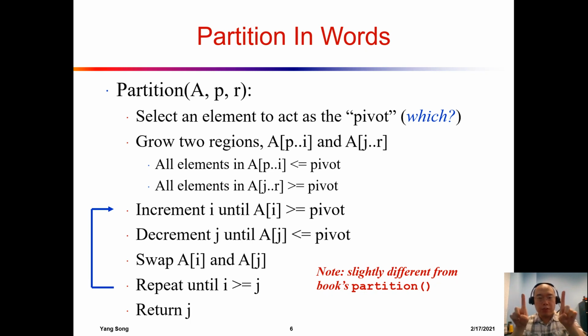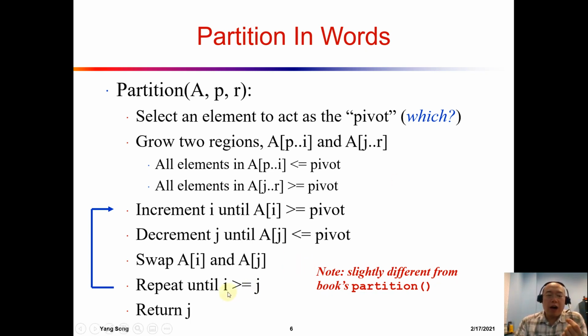Those two cursors are in charge of finding a pair of values that are both on the wrong side. For I, which is the left cursor, we want to find a value which is greater than or equal to the pivot. And for the right cursor, we want to find a value smaller than the pivot. Those two values are on the wrong side, so we want to swap them. And then we continue. And when do we stop?